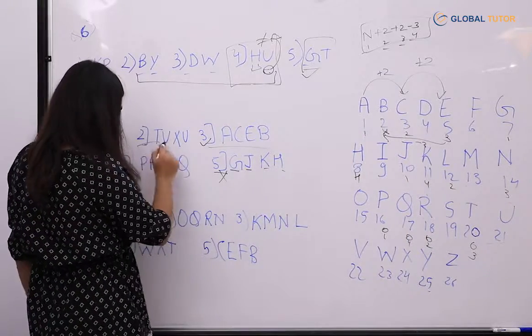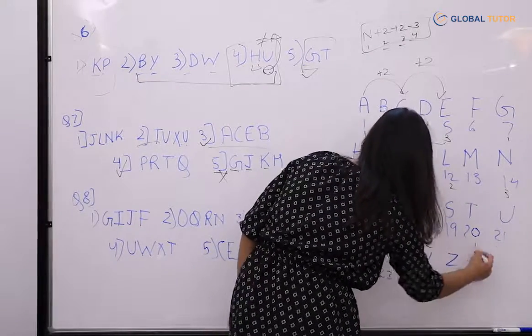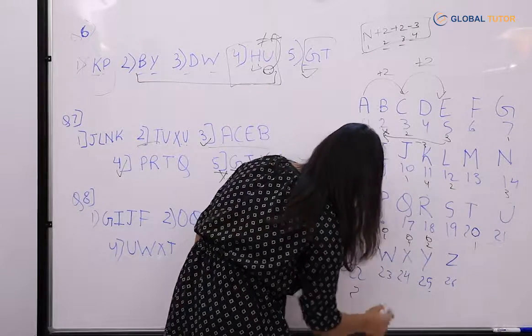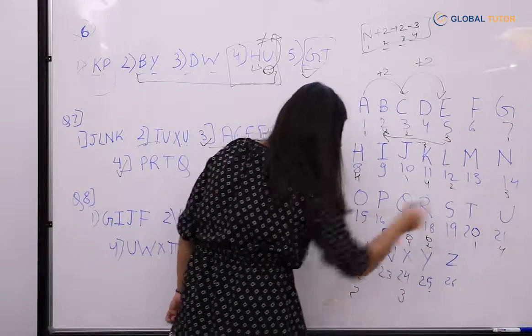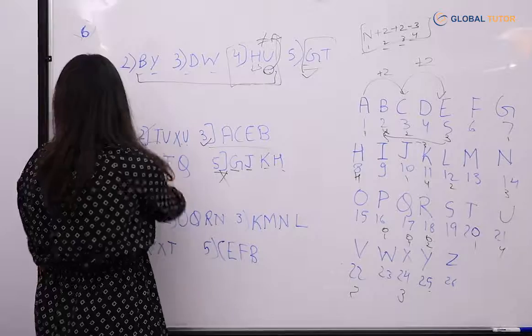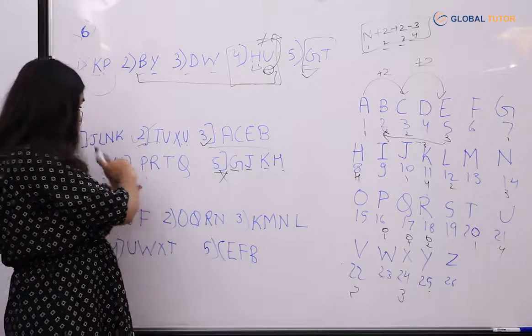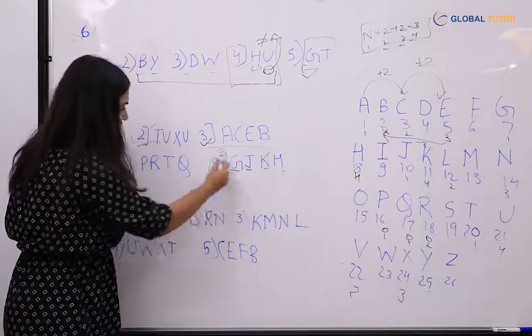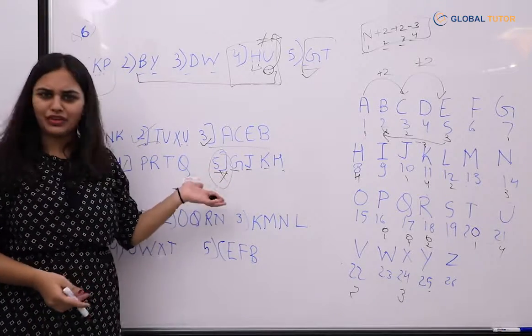Great. Then there's T, V, X, U. 1, 2, 3, 4. Plus 2 minus 3. Great. So all 4 of these options follow the same rule. Fifth one doesn't. So it's the odd one out apparently. And yeah, you've got your answer.